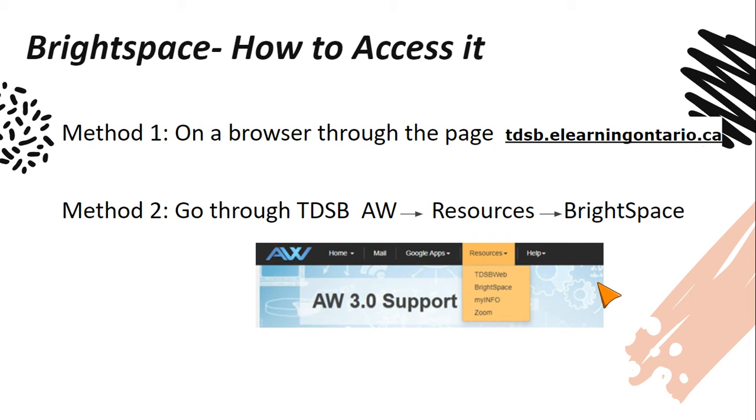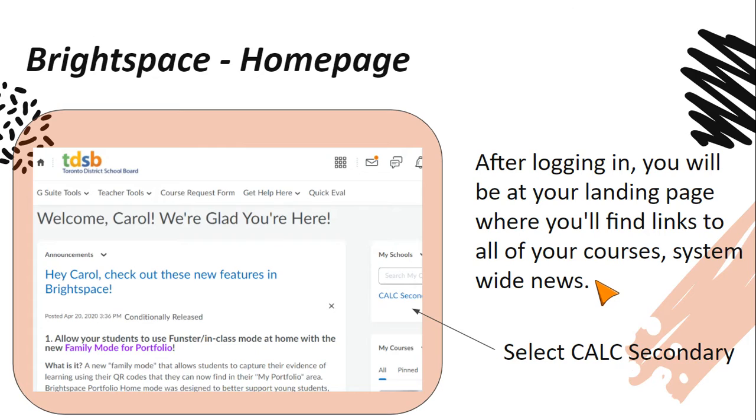Okay, secondly, Brightspace. We get to Brightspace by going to tdsb.elearningontario.ca, or you can go through the page, go to Resources, and then select Brightspace. When you log in, you're going to use your student email and your password to log in.